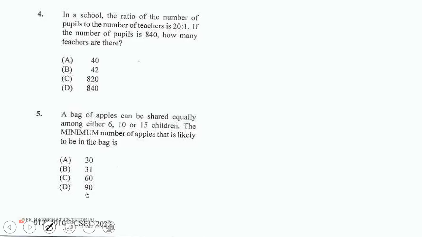So question 4. In a school, the ratio of the number of pupils to the number of teachers is 20:1. If the number of pupils is 840, how many teachers are there? So pupils to teachers is 20:1. So if we have 840 pupils, how many teachers will be there?